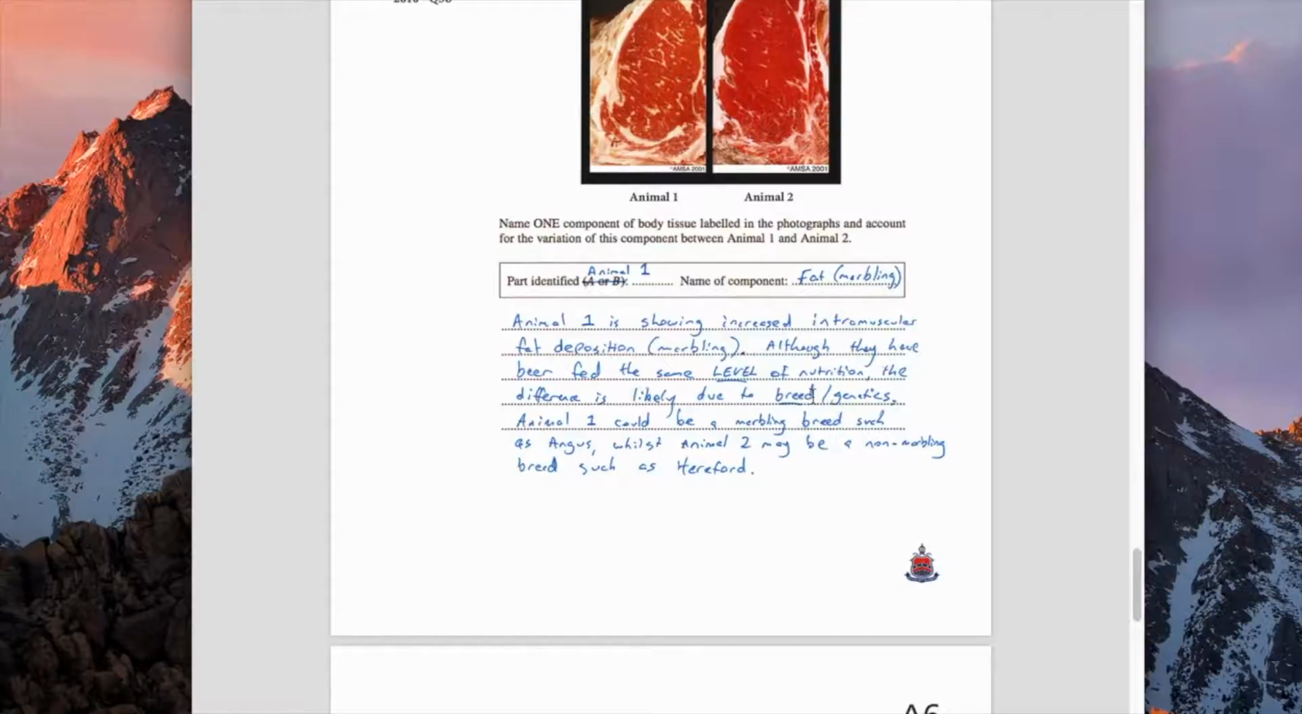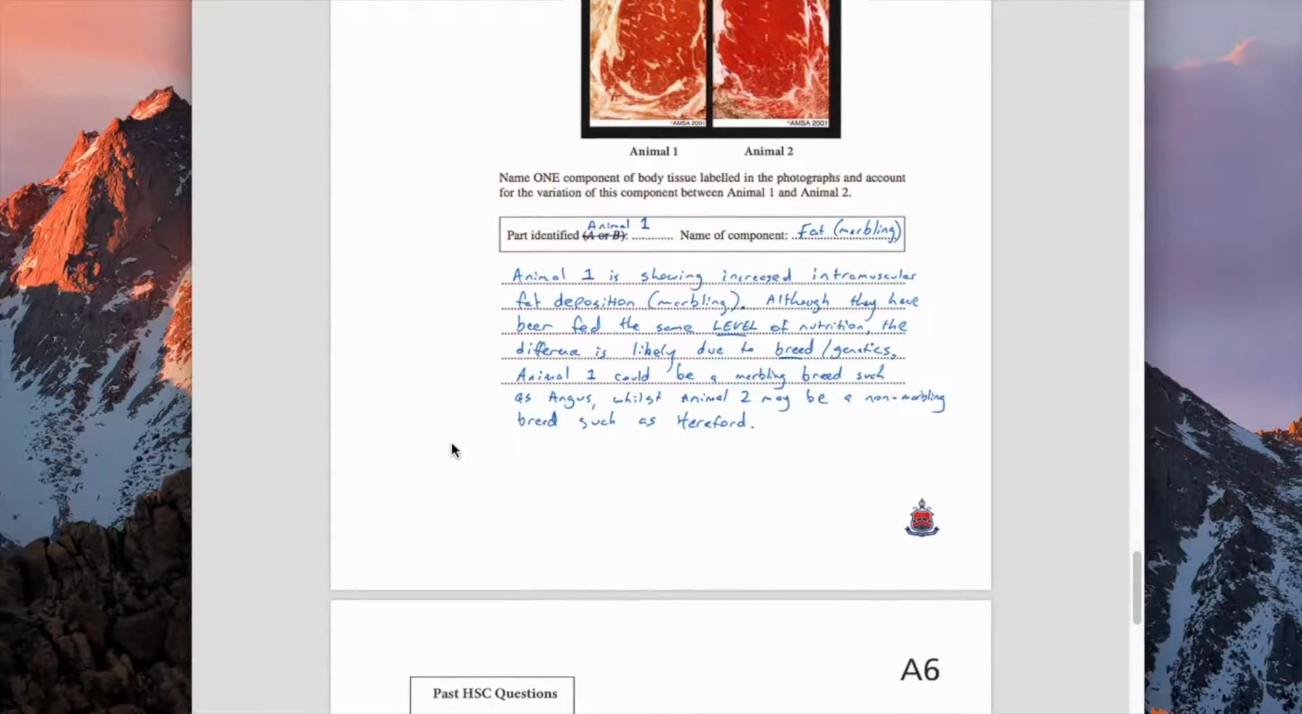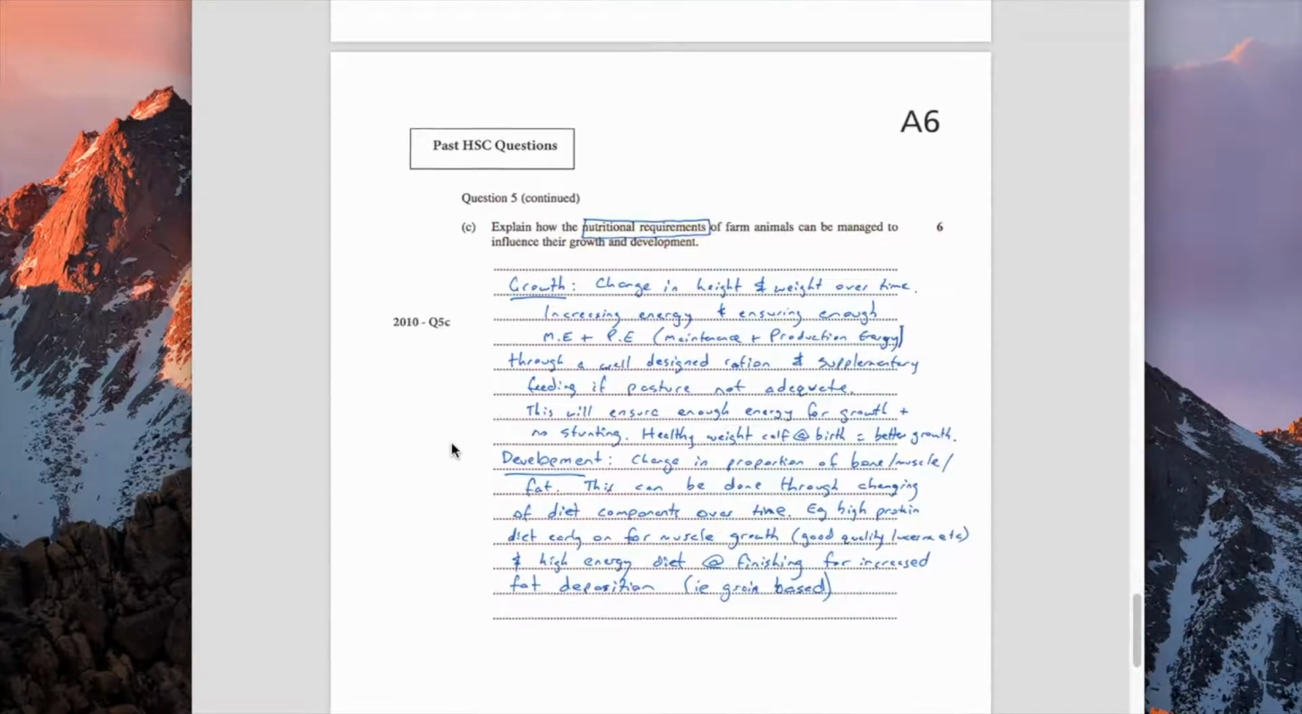So you're showing here that you have an understanding of genetics versus environment, and that you've clearly stated that it's genetics or breed here that's caused the difference. Animal 1 could be a marbling breed, such as Angus, whilst animal 2 may be a non-marbling breed, such as Hereford. This last sentence is just to show that you really understand what you're talking about, and it's really guaranteeing you the third mark there.